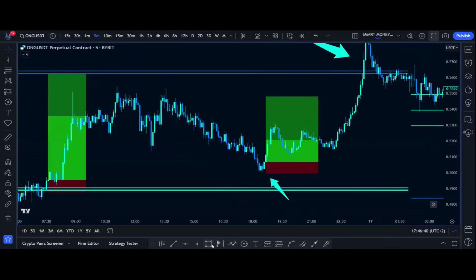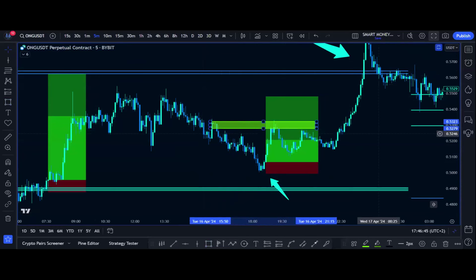Or if you know supply and demand, which I've been teaching you guys, you should have a good understanding. You can see we've got a supply zone over here.